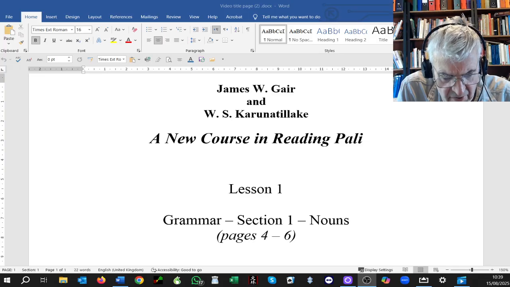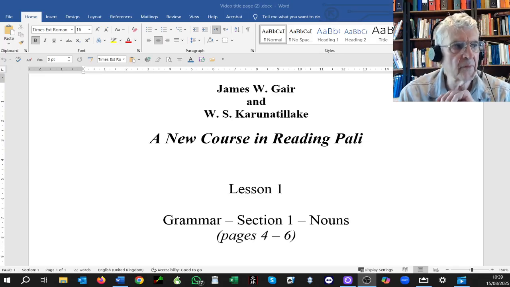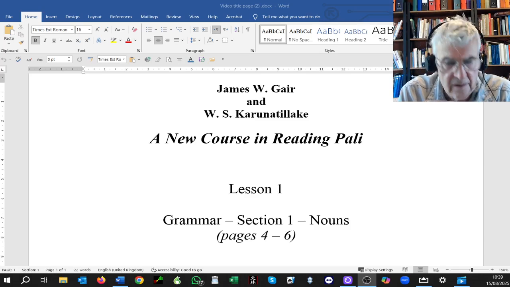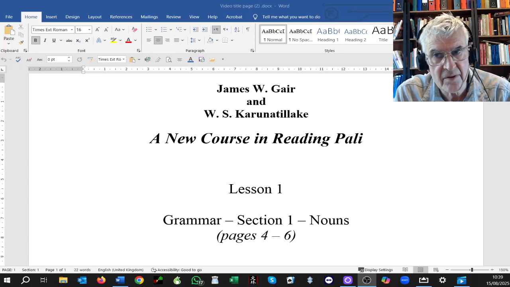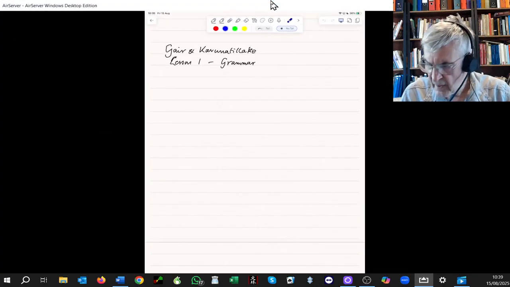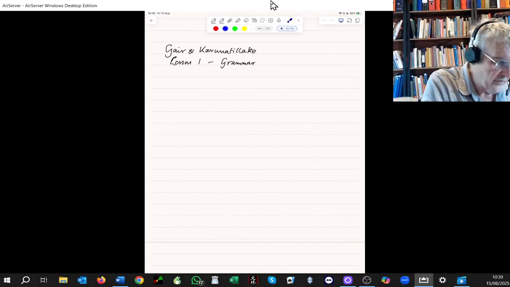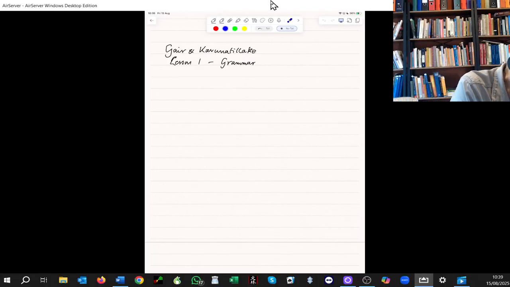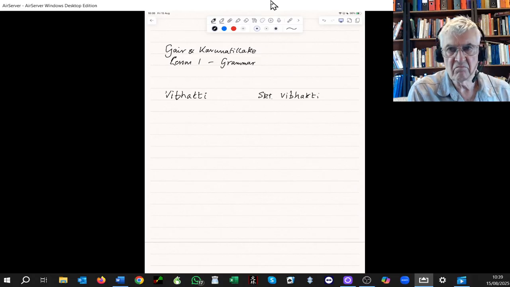Now, the cases. The word is vibhatti in Pali, vibhakti in Sanskrit, meaning a division. Let me just call up my iPad screen. Here we are. So the word for a case is vibhatti. It's from the Sanskrit, equivalent to the Sanskrit vibhakti, which literally means a division.